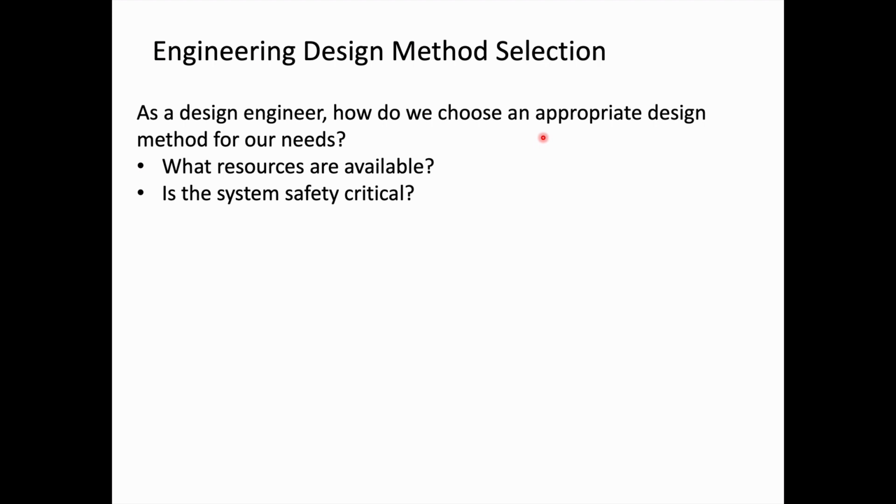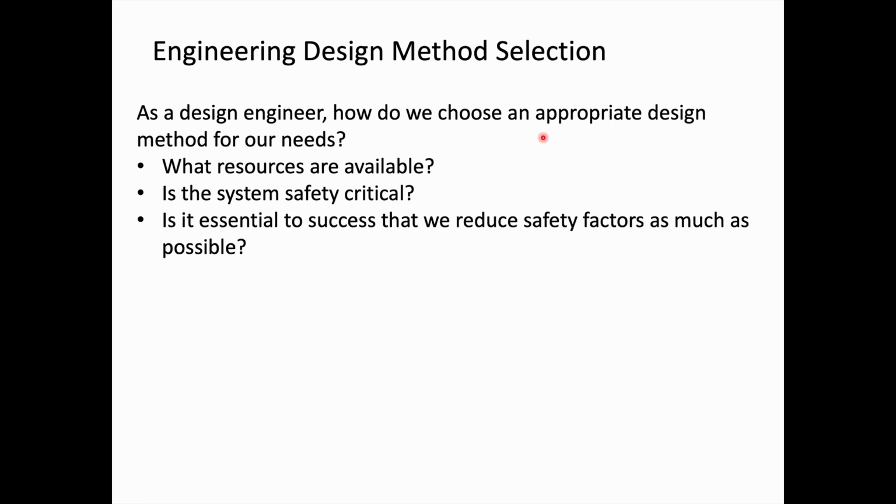Is the system safety critical? How important is it that we are highly confident in the behavior of the system? If it's safety critical, then we're going to want to invest very significant resources into making sure we get it right. Is it essential to success that we reduce safety factors as much as possible? There are some different engineering design domains where this can be very different.